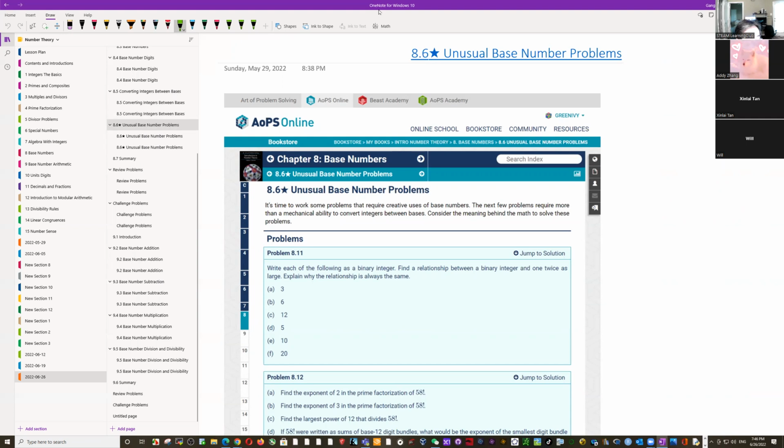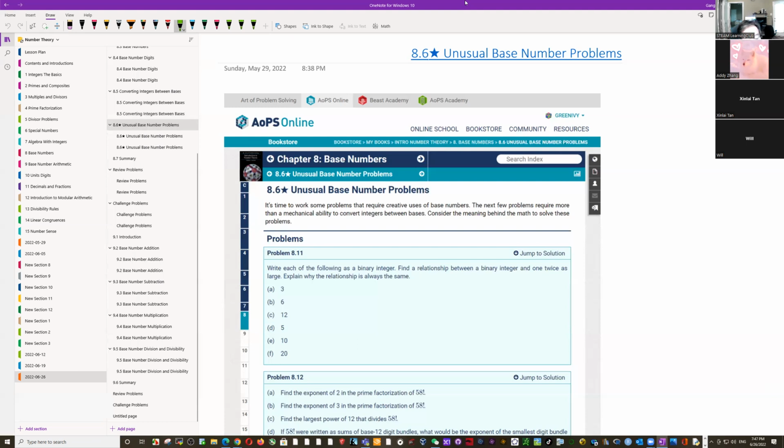Let's say this problem. Will, can you try to read this problem? Write each of the following as a binary integer. Find the relationship between a binary integer and one twice as large. Explain why the relationship is always the same. So we've got A is 1 1. And then we've got B as 1 1 0. Yes.